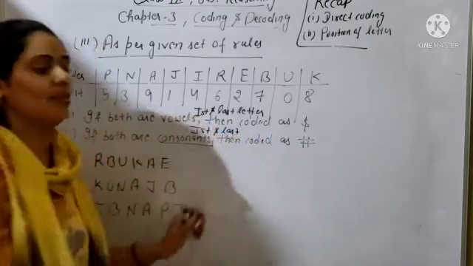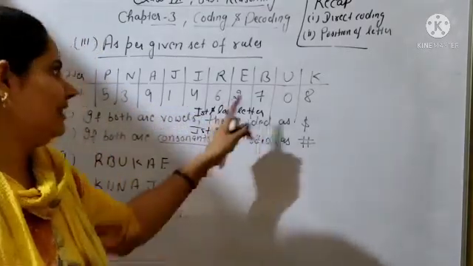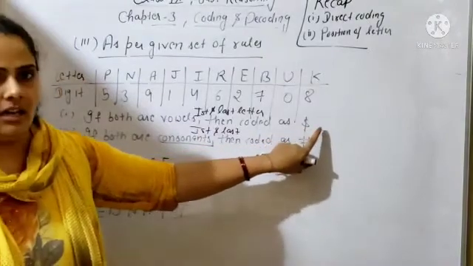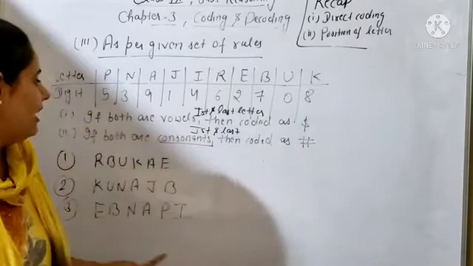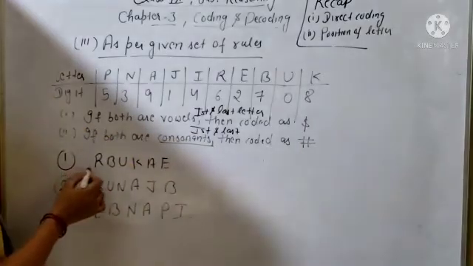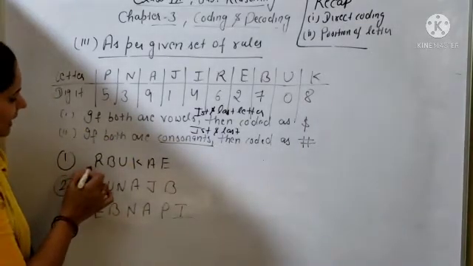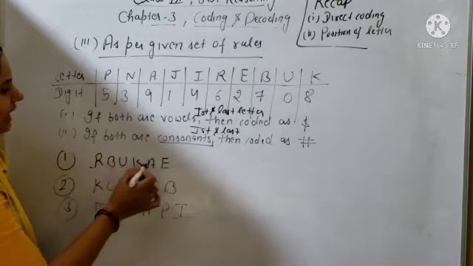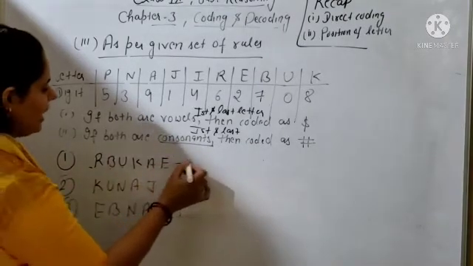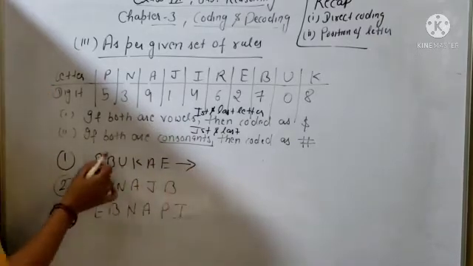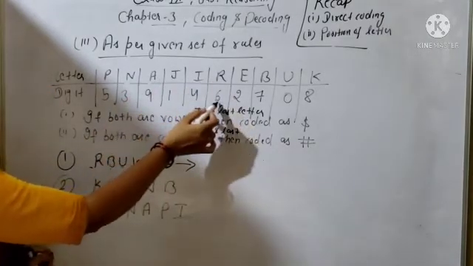Okay, if the first and last letters are both vowels, then you will code them as dollar. If both are consonants, then you will code them as H. Clear? Now the question is: what will be the code when you write the letters R, B, U, K, A, E in the coding language? So R is represented by the digit 6.